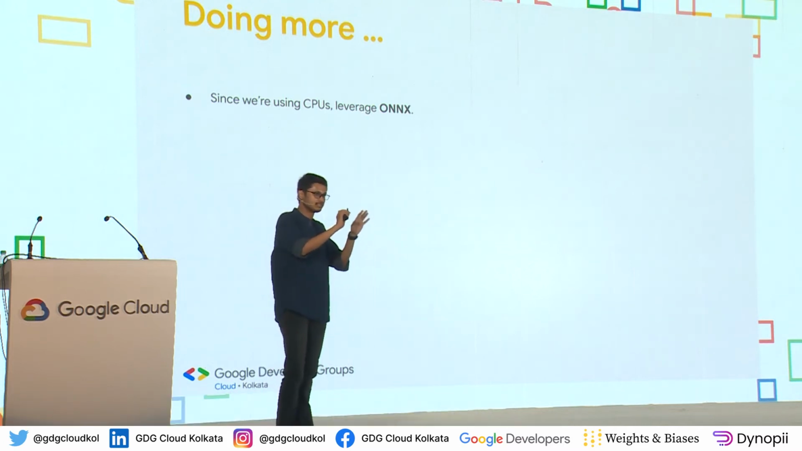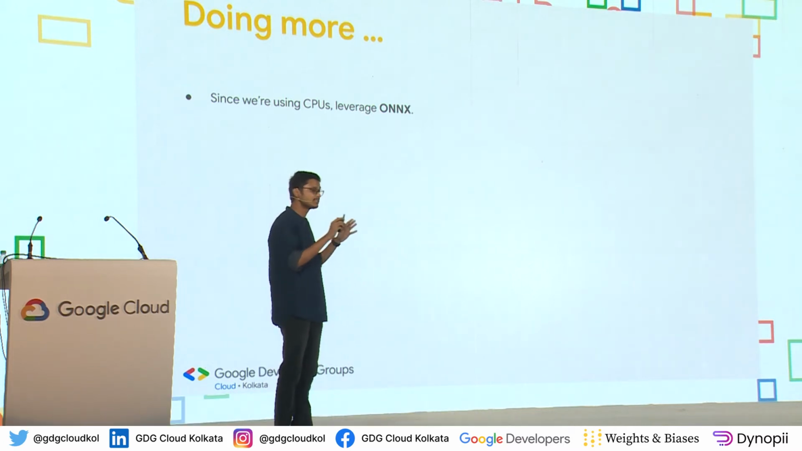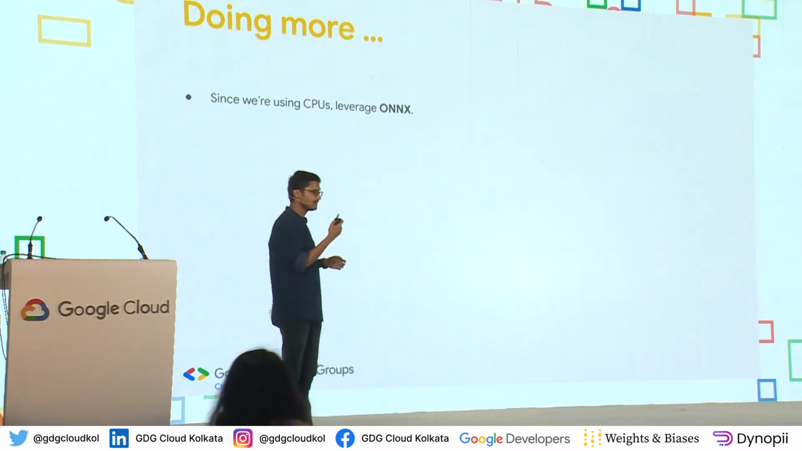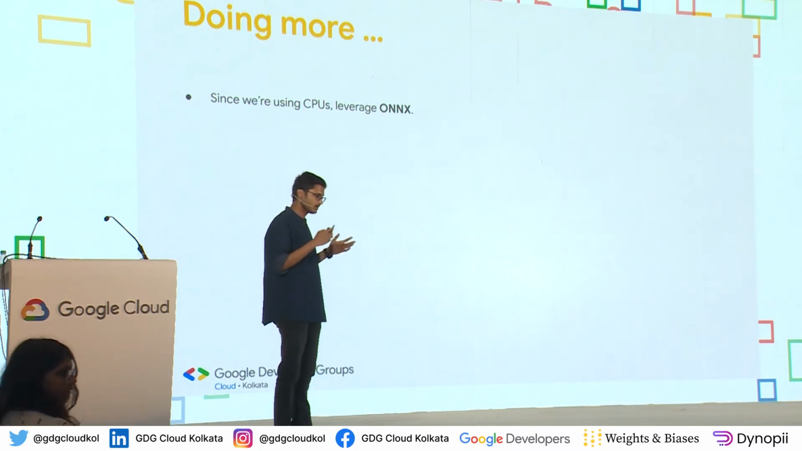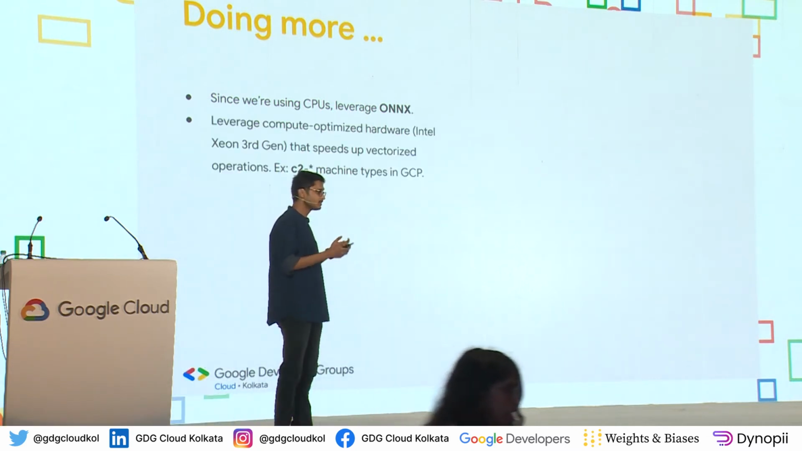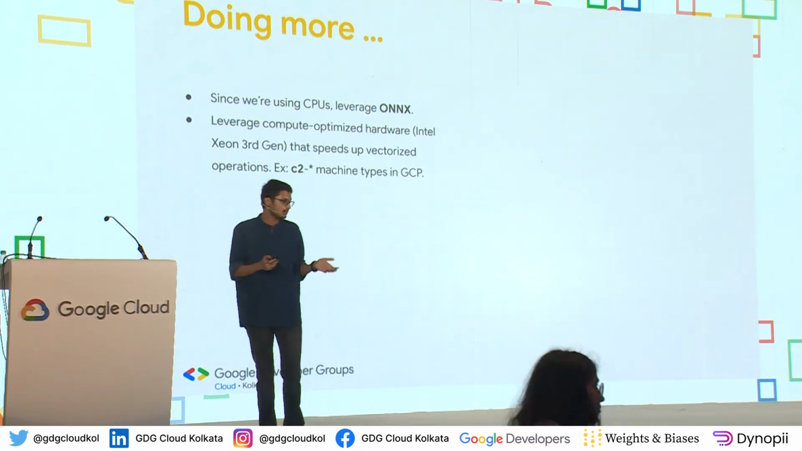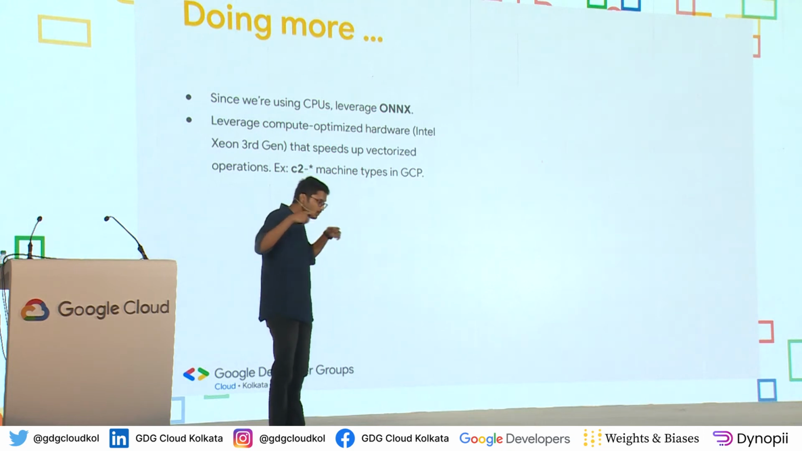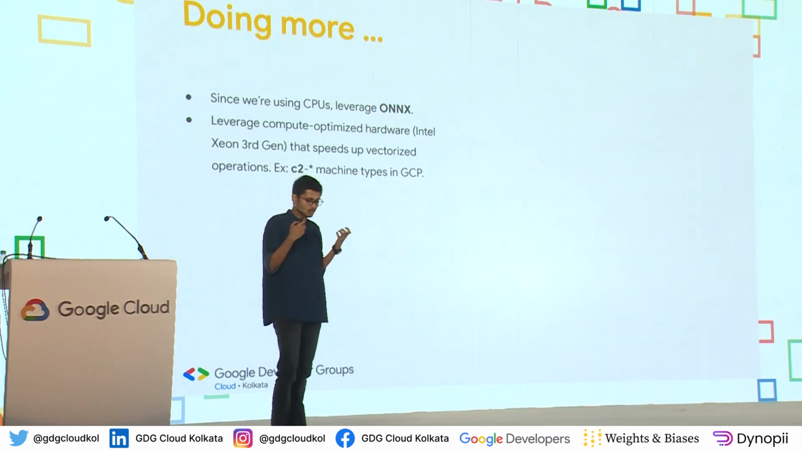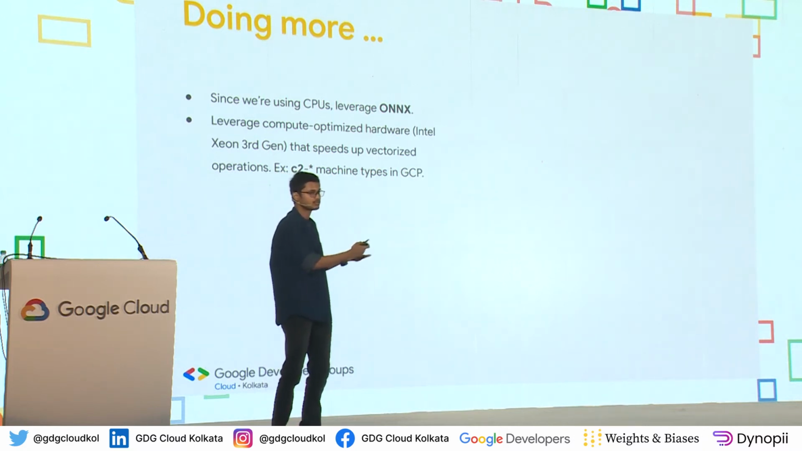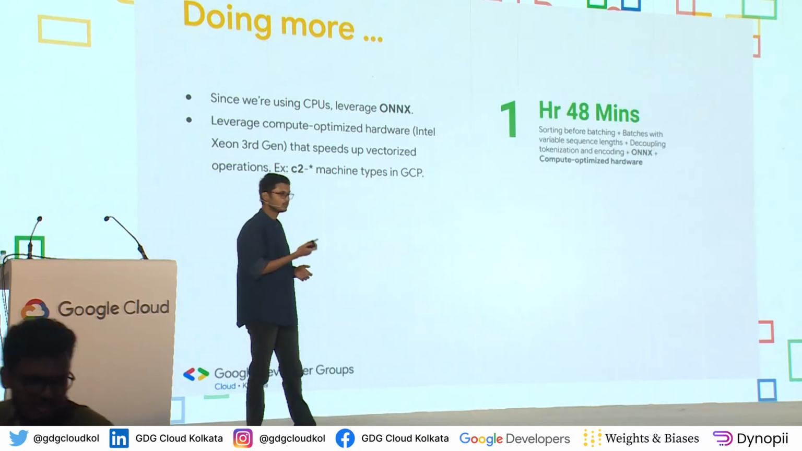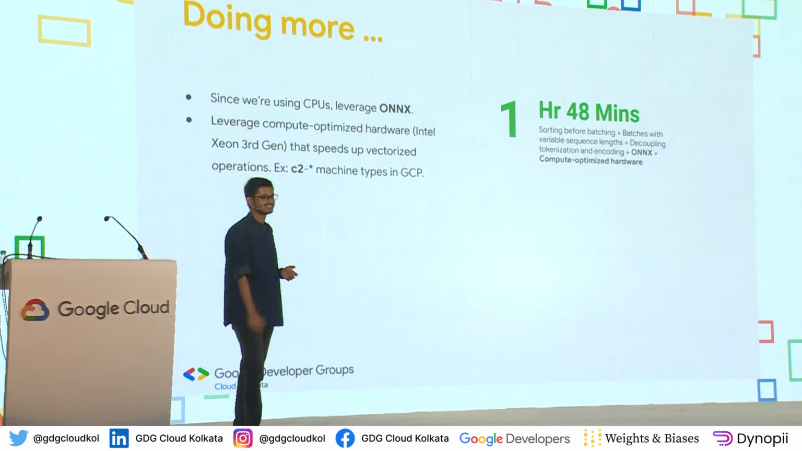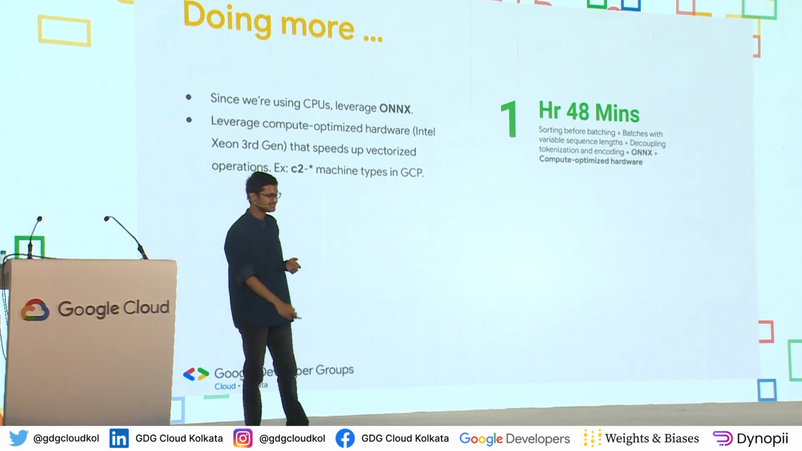Since we are dealing with a neural network here, and since we are using CPUs, we can optimize any neural network with something called ONNX. So we optimized our sentence transformer BERT model using ONNX. And we used compute optimized hardware, which has things like Intel Xeon 3rd Gen, which are known to run deep learning workloads in a very optimized manner because they have the instruction set called AVX512. So now we are down to under 2 hours. So 1 hour, 48 minutes.